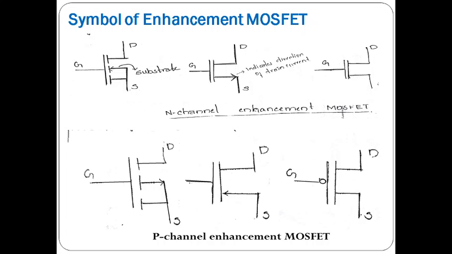So don't get confused here. Please look carefully. Here the direction of the current indicates the drain current. In the first symbol, it indicates the substrate to gate voltage. Here we are keeping a gap. It is not a straight line. We are considering it a gap because here there is no channel. Thank you.